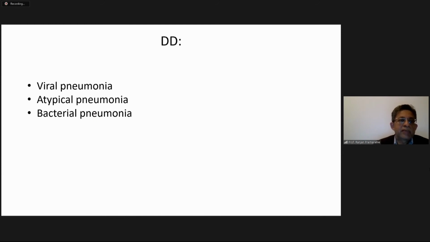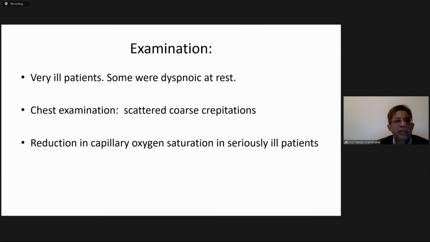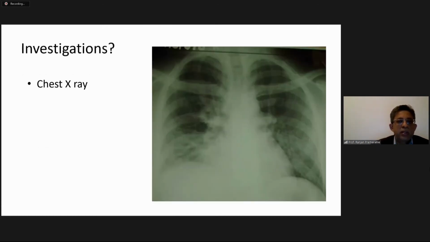So I was having this differential diagnosis of whether they were having viral pneumonia, atypical pneumonia, or bacterial pneumonia at that time. Then when I went to them, they were very ill. Some were dyspneic at rest. Then chest examination showed scattered crepitations, and some had reduction in capillary oxygen saturation, and they were seriously ill as well. And the chest X-ray was quite patchy.